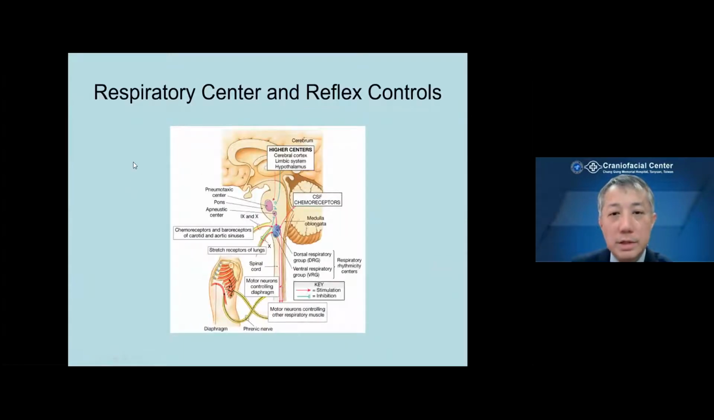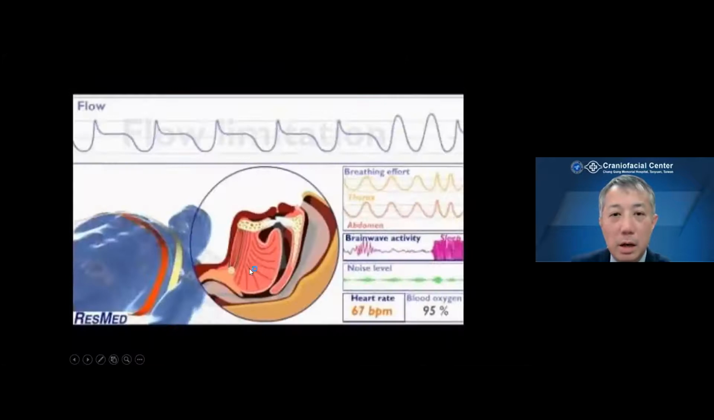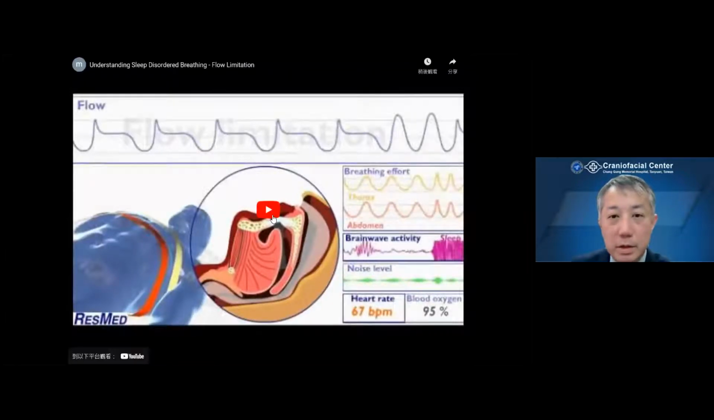And all these respiratory situations are controlled by our respiratory center and reflex controls. So when we have some narrowing of our airway, the system will change the muscle tone again to get some more muscle power, and then we can have better breathing.